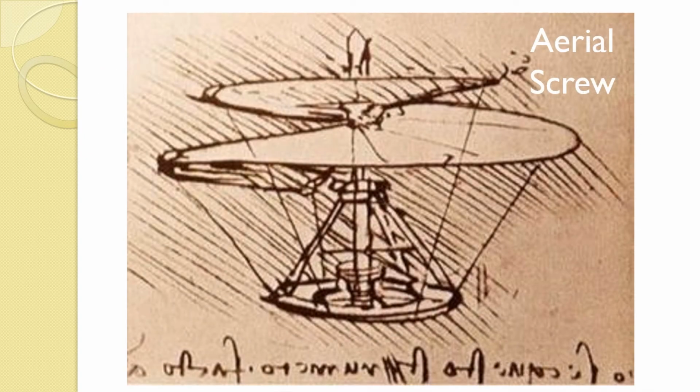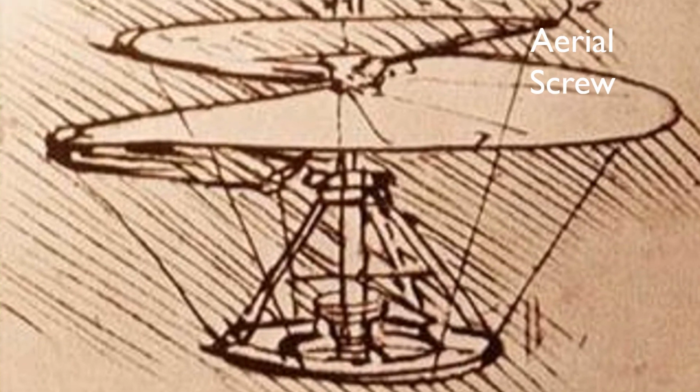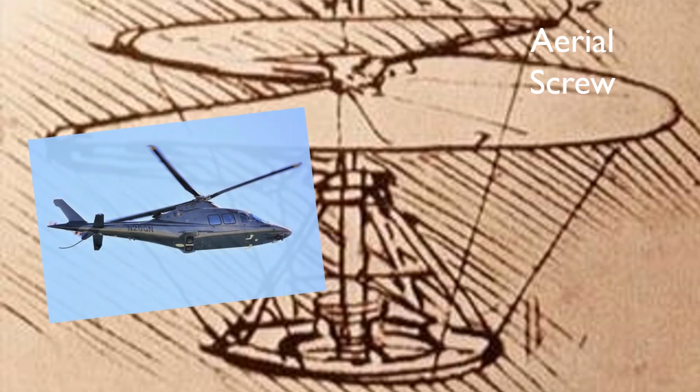The aerial screw is only one of Da Vinci's designs based on flying. The aerial screw shows a thick blade wound around a central beam. The idea was that this would then be released, propelling the machine upwards. Although the machine would be too heavy to fly, this design would later inspire the invention of helicopters in the 20th century.